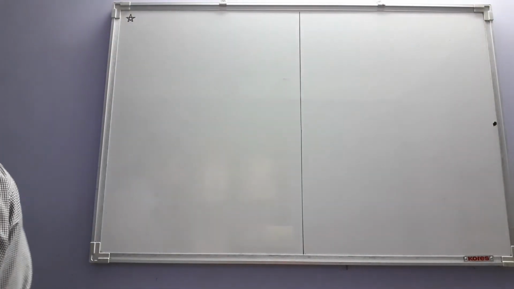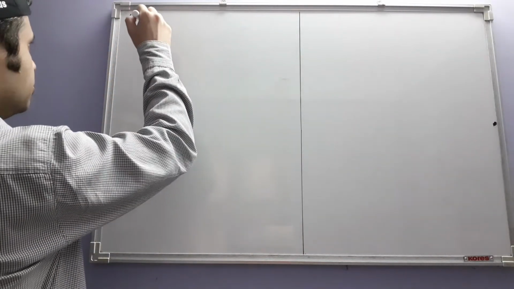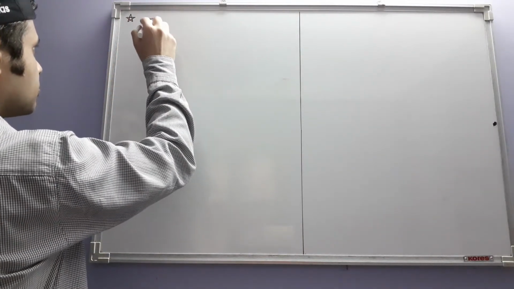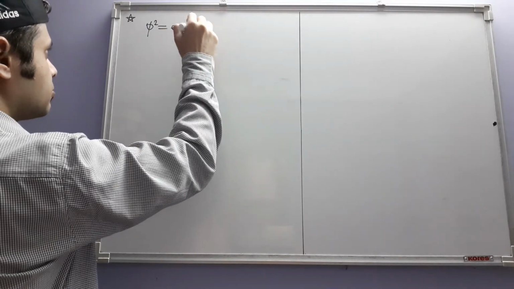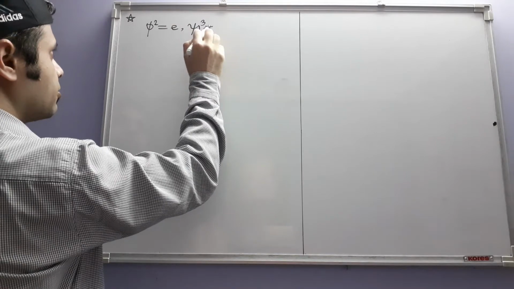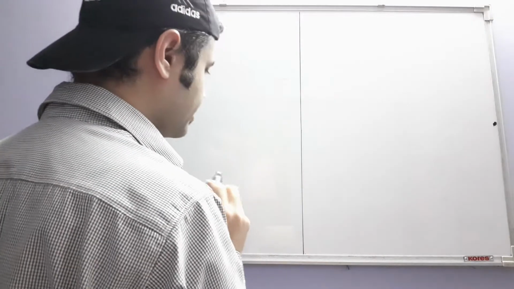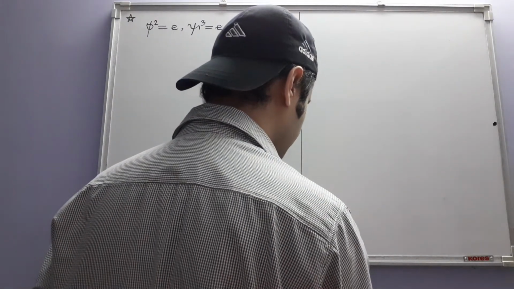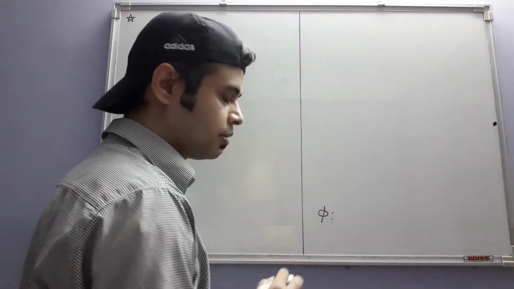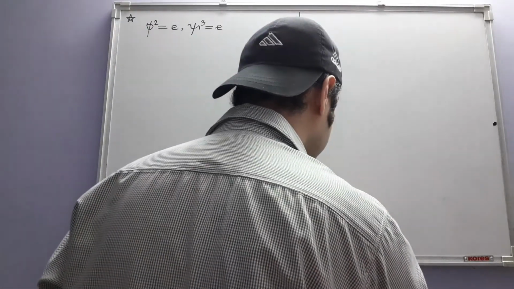So in the last part, we saw these relations to be true. Phi square equals E and psi cube equals E. I think it would be better if we write these functions down again. I mean, what they do to the elements, because we have some more things to calculate.